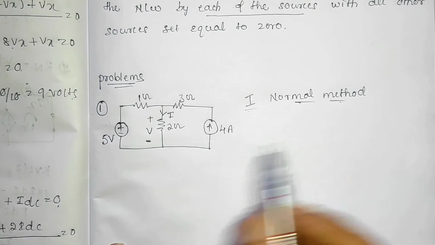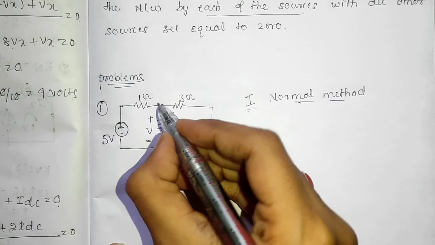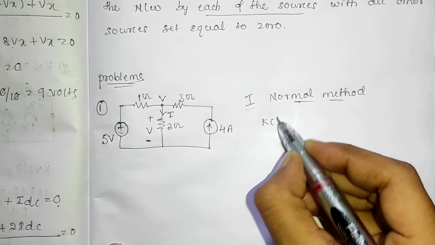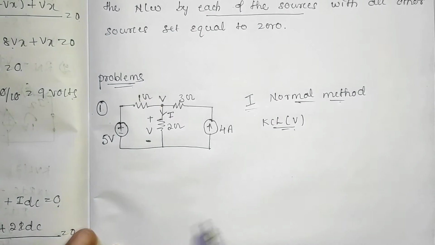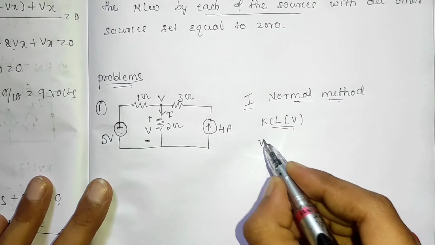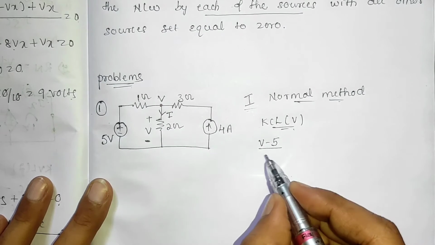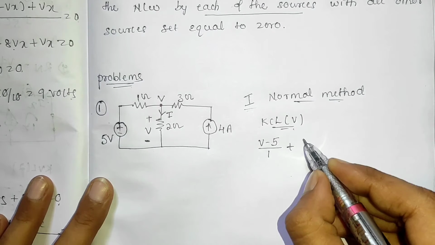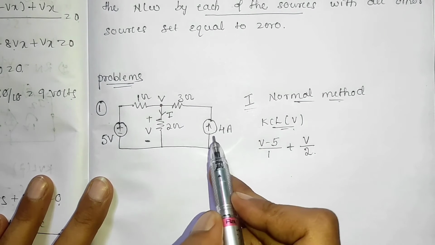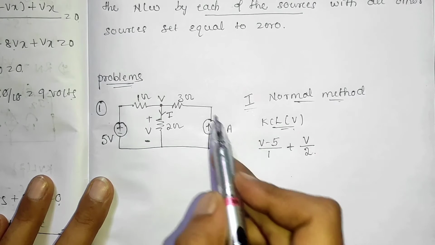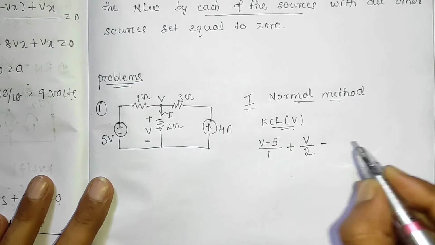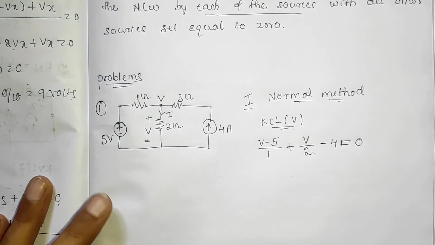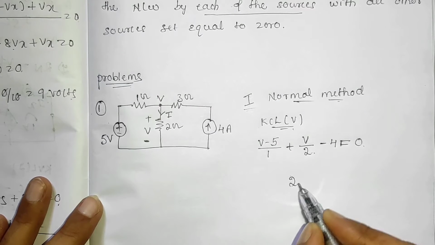Okay, so here the voltage at this node is V, right? So apply KCL at node V. So what do you get? V minus 5 divided by 1 ohm, plus V divided by 2, plus V divided by 2. Then here 4 ampere is flowing towards the node, so take it as negative 4, right? Then equals 0. Okay, here LCM 2.